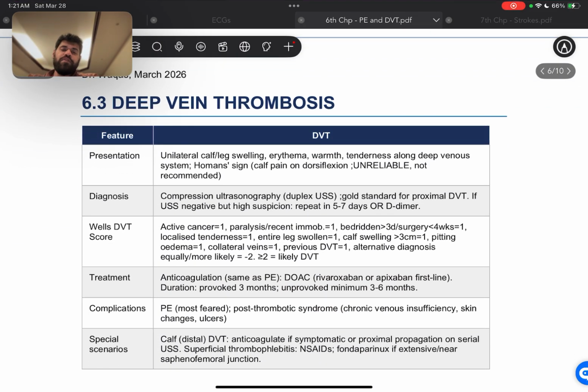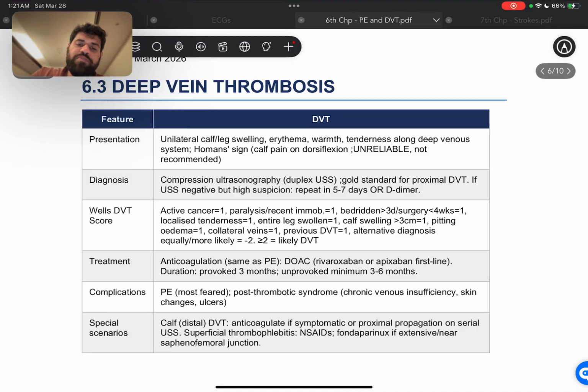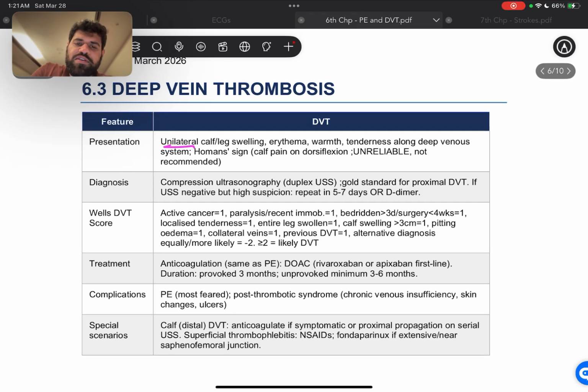All right. Now, moving on to deep vein thrombosis. The presentation is very common now. You should know this if you have already graduated and are practicing. There's going to be unilateral calf or leg swelling, erythema, warmth, tenderness along the deep vein system, and Homan sign, where there is calf pain on dorsiflexion.